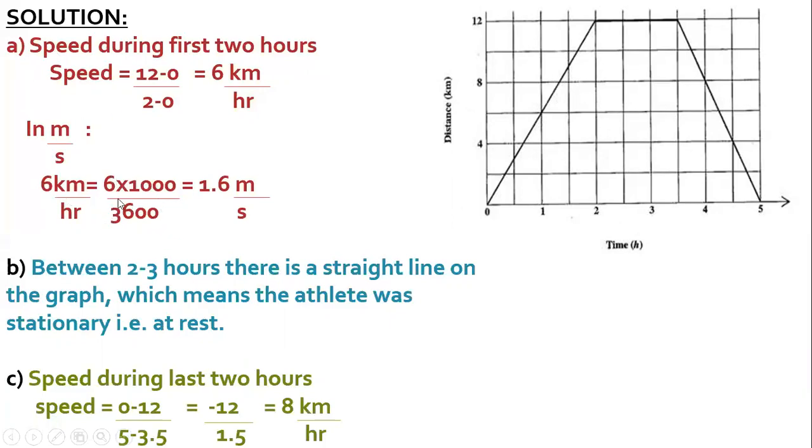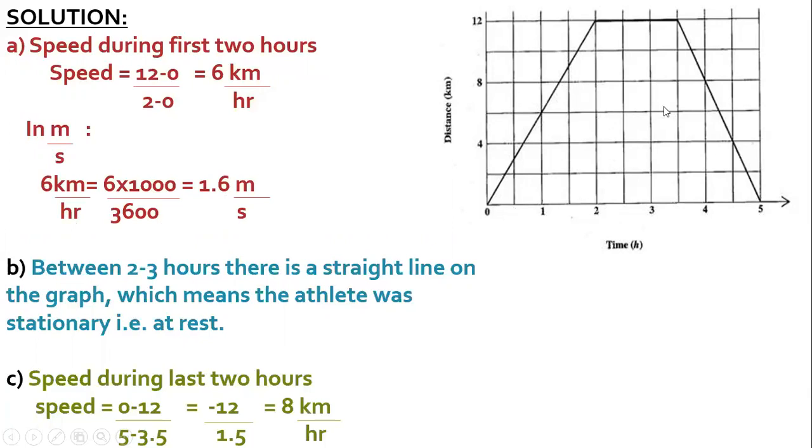So 6 multiplied by 1,000 divided by 3,600. You have to write the values in the same way that the units are written, kilometer and hour. Similarly, you will multiply 1,000 in the numerator, and since the hour is in the denominator, you will divide the value of 3,600 in the denominator. So you get the answer of 1.6 meter per second. This is the speed during the first 2 hours.